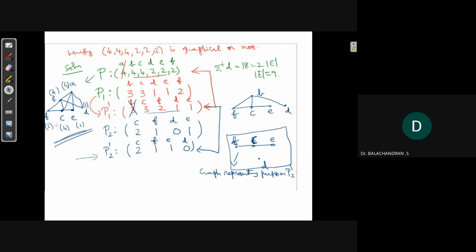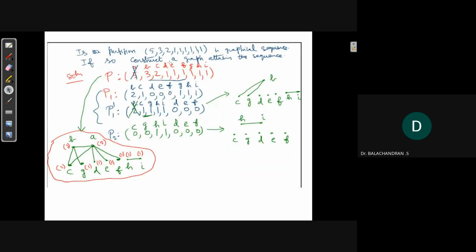Already I solved 2 problems like this, so I don't want to do it again. I just explained here. If you have any doubt, you can contact me about this problem. Finally, we can draw a graph, and hence this degree sequence is graphical. This is again one more problem that you can try.